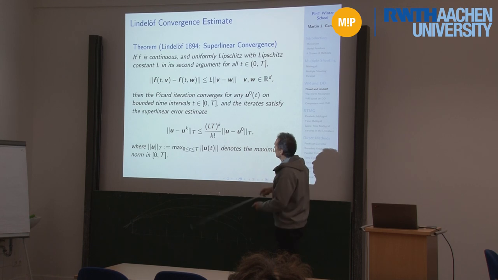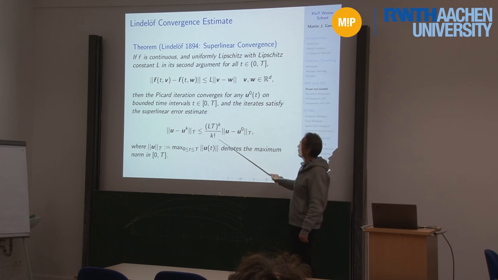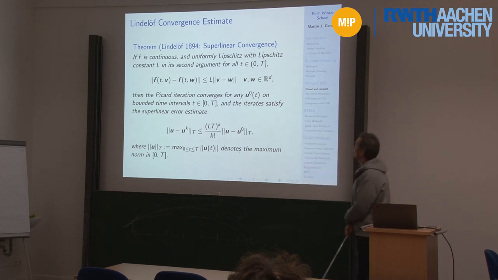Now remember, this k factorial is growing faster than any constant to the k. It's actually the same k factorial we've seen in the parareal algorithm. This converges like the parareal algorithm. It's some constant to the k divided by k factorial. It's faster than linear. The superlinear convergence rate. That was proved by Lindelöf in 1894. The paper by Picard is 1893, just a year before. So this is a method that converges.